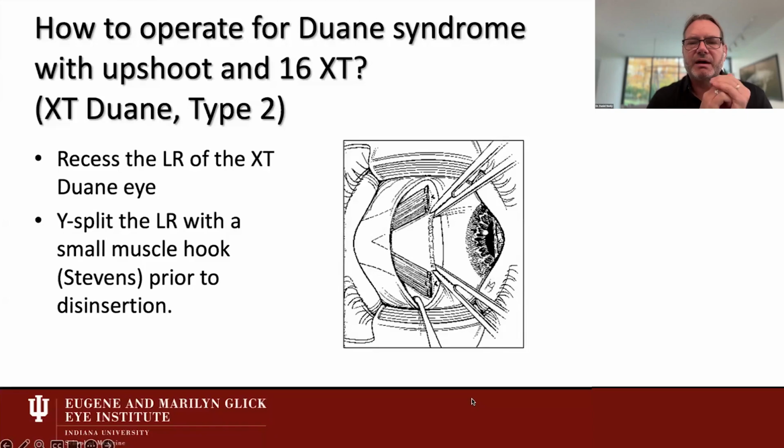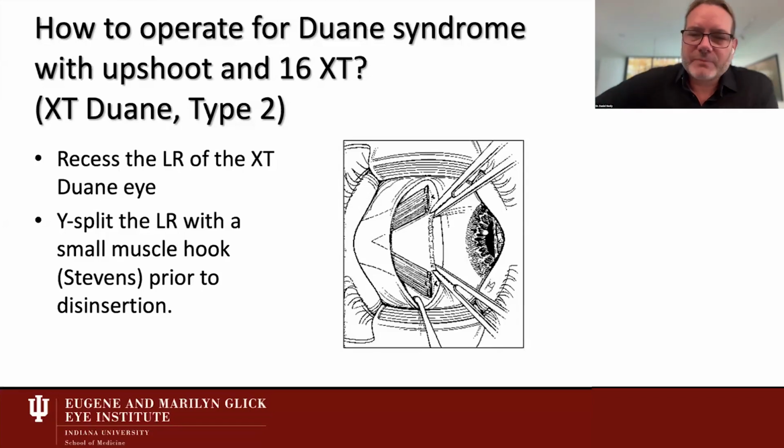And then a question came up about Duane syndrome type 2 or XT Duane's, and specifically with upshoots. Sometimes you can have a type 2 that's not exotropic at all. It's mostly the upshoot that's a problem. Other times you've got the XT plus the upshoot. If there's exotropia, you want to recess the lateral rectus. If there's no exotropia, but there is an upshoot, or if there's XT plus an upshoot, then splitting that lateral rectus is helpful.